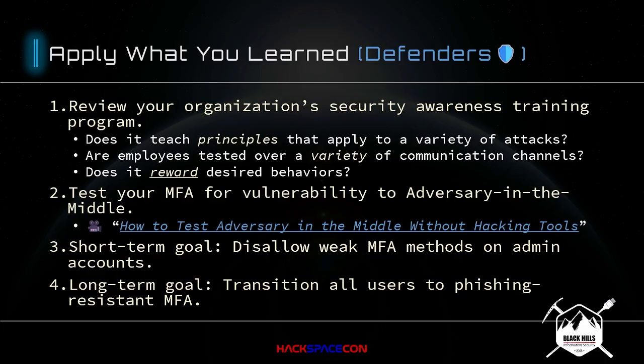Then after you've done that review of your security awareness program, the second step is review your multi-factor authentication token types that you allow in the organization. Earlier this year, it was like last month or the month before, I did this webcast that you can find out on YouTube. It's on the Black Hills Information Security YouTube channel. I've also got a link to it here in the slides. How to test adversary in the middle without hacking tools. The truth about these tools like Evil Jinx and the other ones that you can download on the internet is they are a huge pain in the butt to set up, even for us that use them every day.